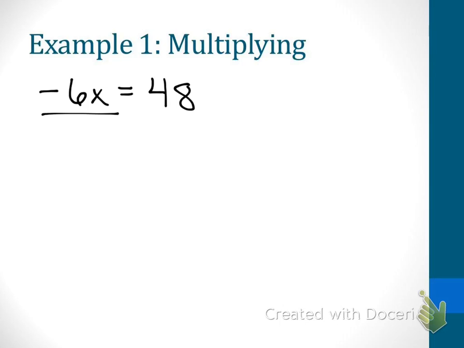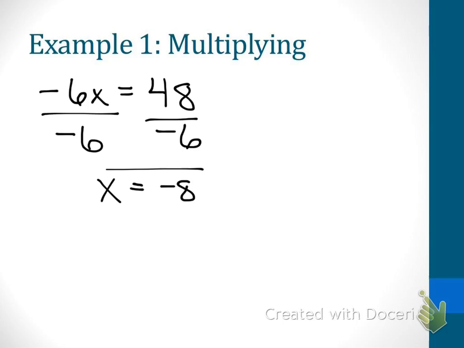So I divide by whatever number is connected to my variable, including the sign. So divide both sides by negative 6. Make sure you take that negative. And x equals, what's 48 divided by negative 6? Negative 8. So make sure, guys, you show this step on your homework and on your quiz tomorrow. You've got to show what you're dividing both sides by. If you don't, you're going to miss half the points on your homework and your quiz tomorrow.